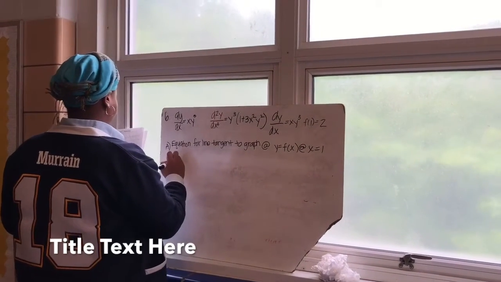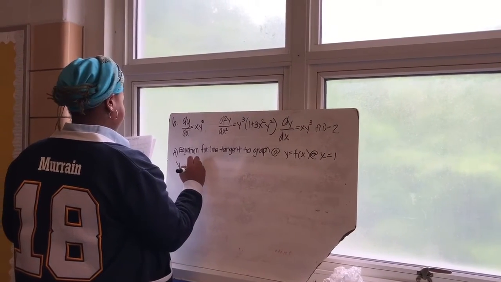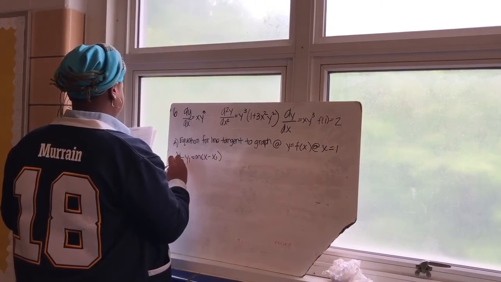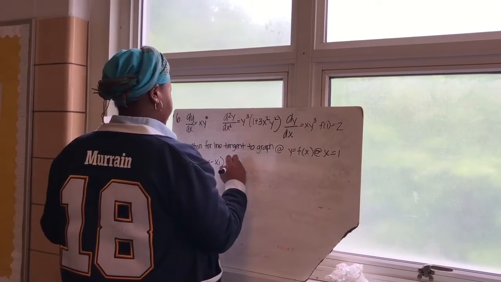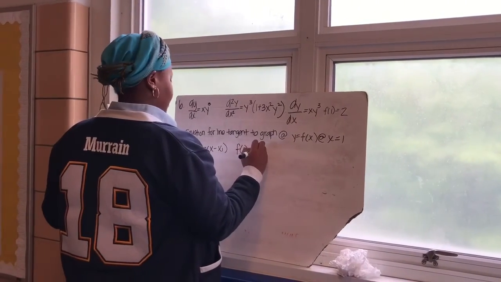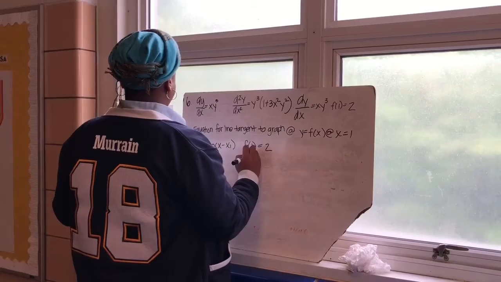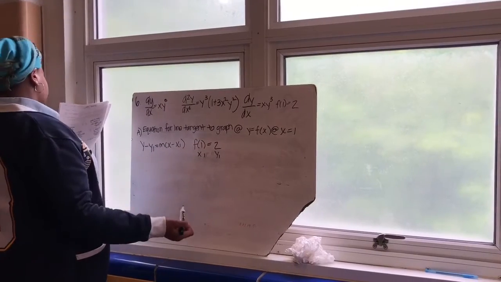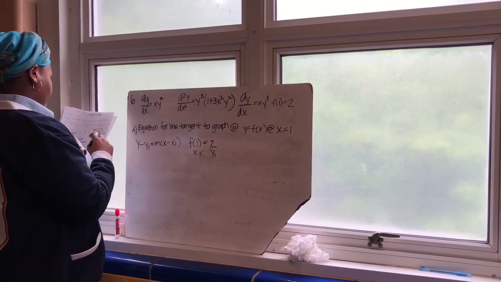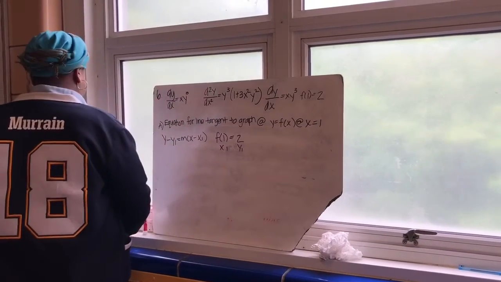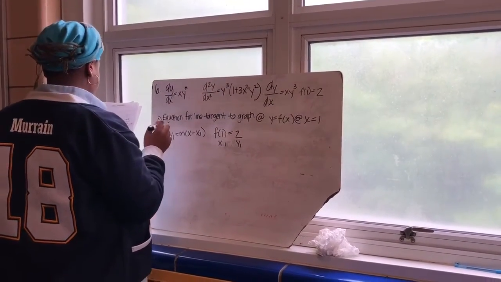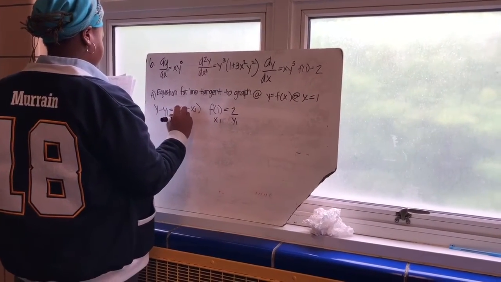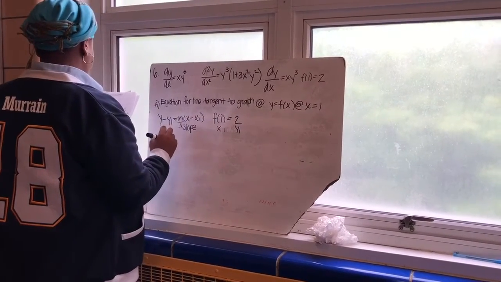Question 6 asks us to find the equation. Write an equation for the line tangent to the graph of y equals f of x at x equals 1. Now, in order to do this, you need to know the point slope formula, which is y minus y1 equals m times x minus x1. Now, they already give us a point that we were able to use in our problem, which is f of 1 equals 2, which is basically x comma y, which is 1 comma 2. So now that we have that, we can plug it into the equation.